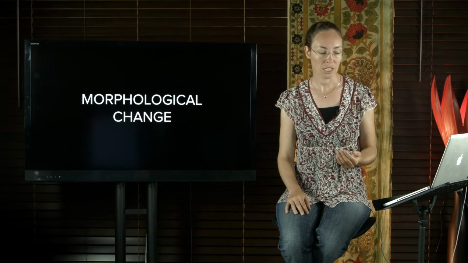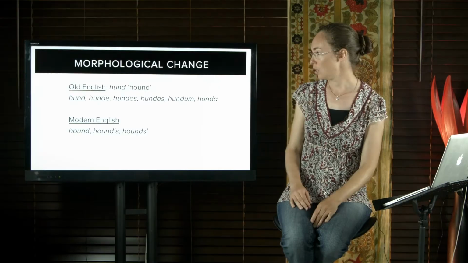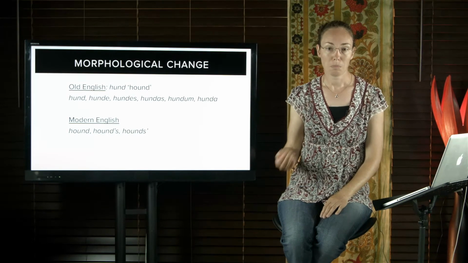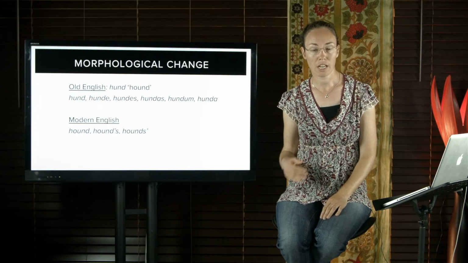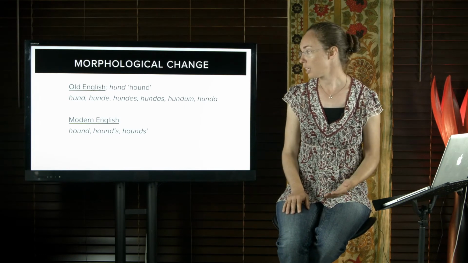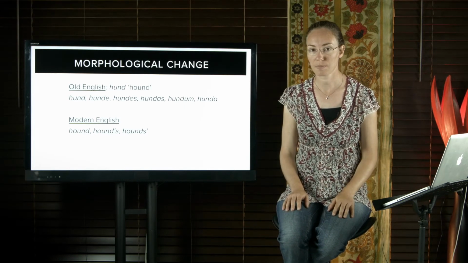For example, Old English nouns belonged to one of 3 different genders or noun classes, and each gender had 4 case forms for each noun. So, for the noun hund, there was hund, hunde, hunders, hundas, hundum and hunda, depending on the gender, masculine, feminine or neuter, and case, nominative, accusative, dative or genitive. In Modern English, all genders have disappeared and all case endings have disappeared except genitive, the possessive case, so we only have hound, hounds and hounds.